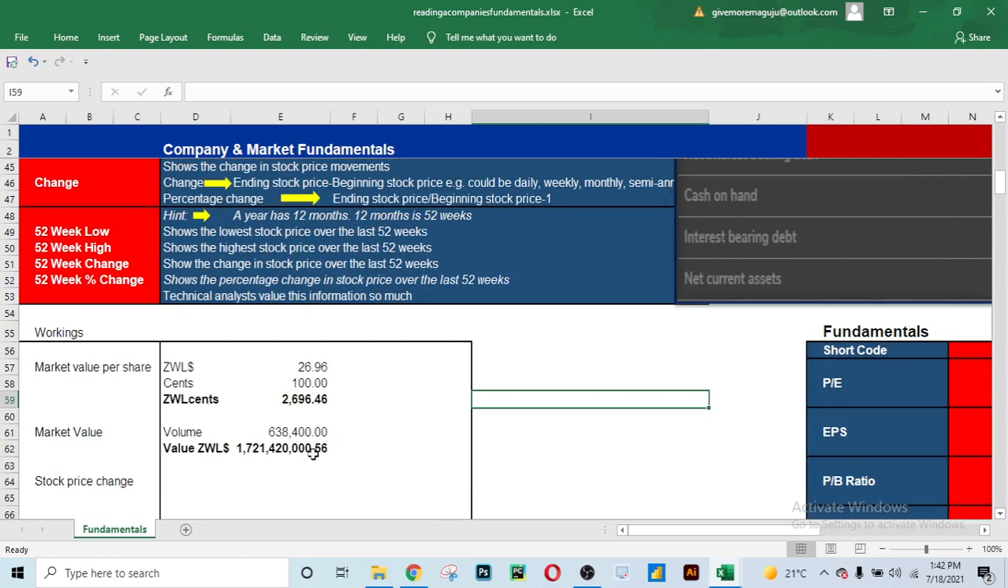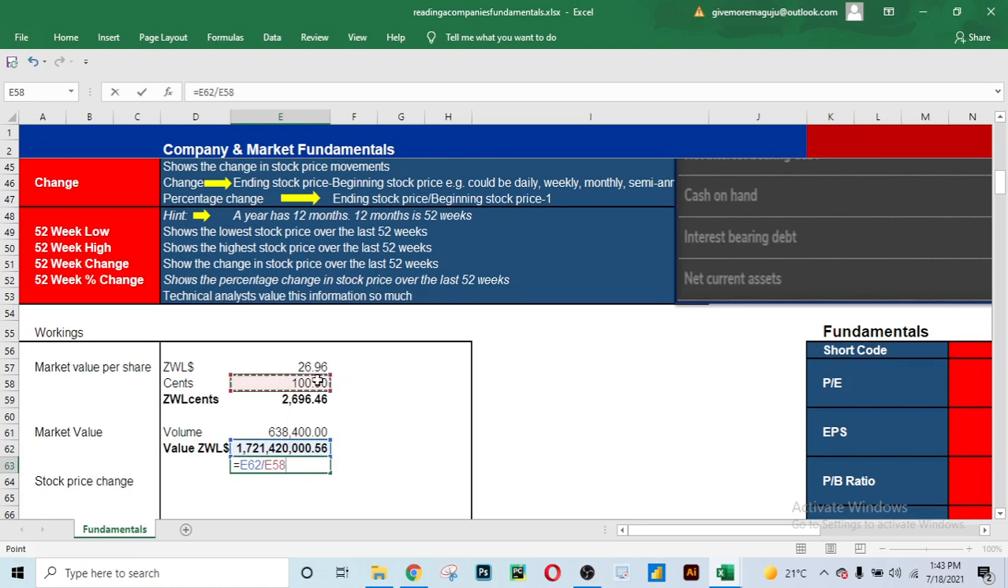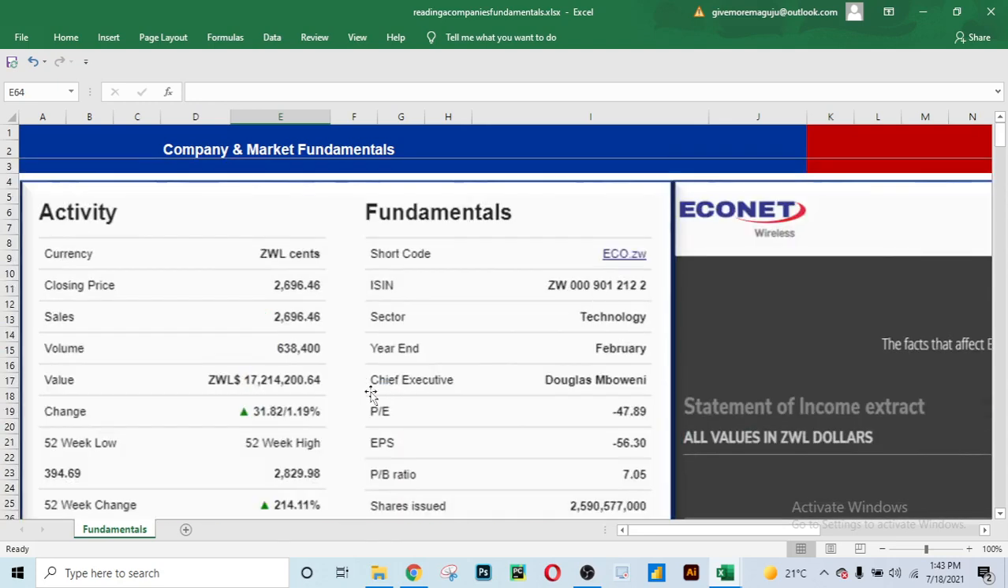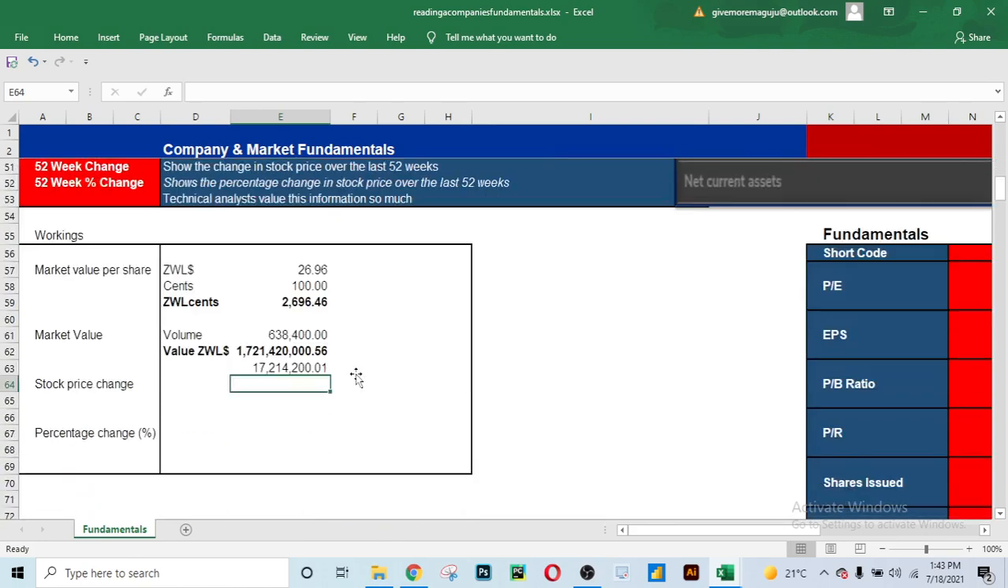17,214,200. As you can see, this amount here, we have used this amount that is in cents. Let's try to divide this amount by 100, because right now it's in cents. So let's say divided by 100 here, and let's see. As you can see, we have 17,214,200. Let's go back and compare. This is now in dollars, only a difference of the point, but all the same.